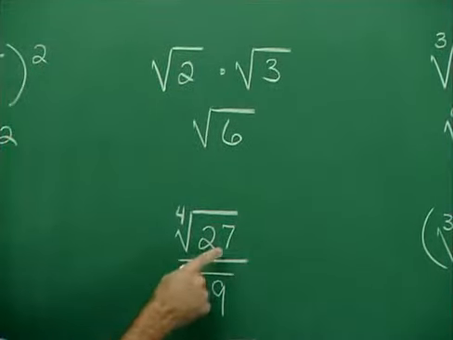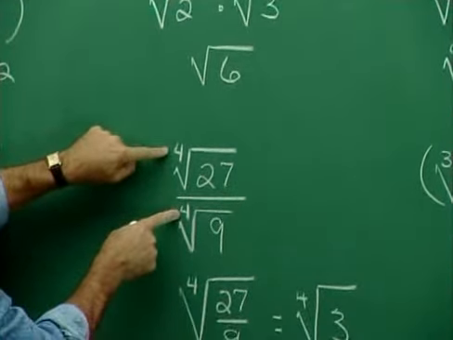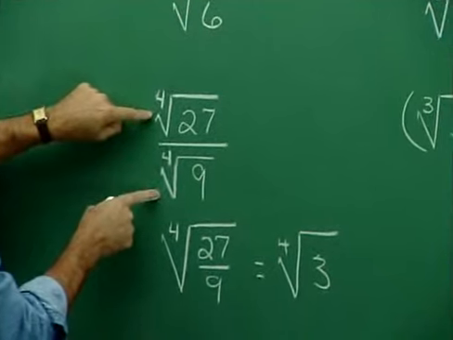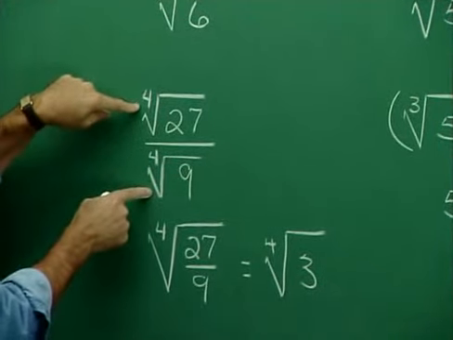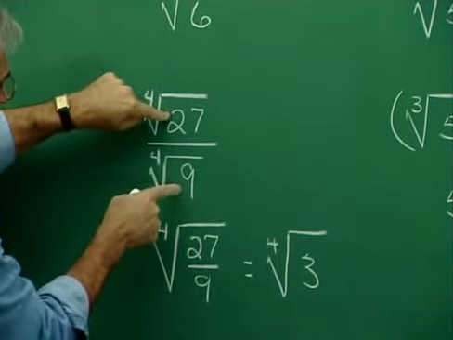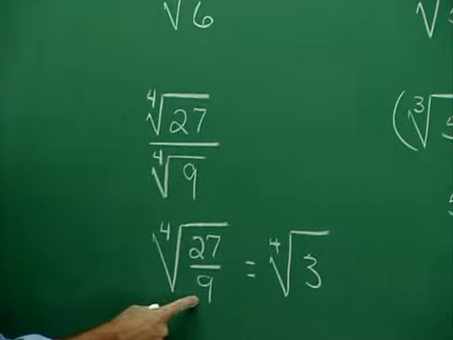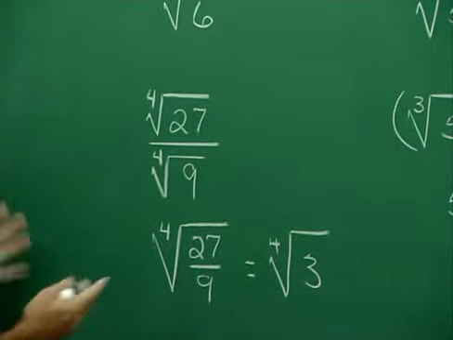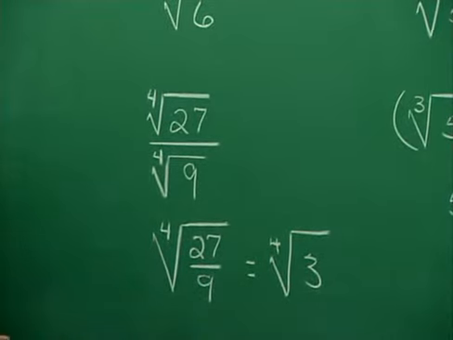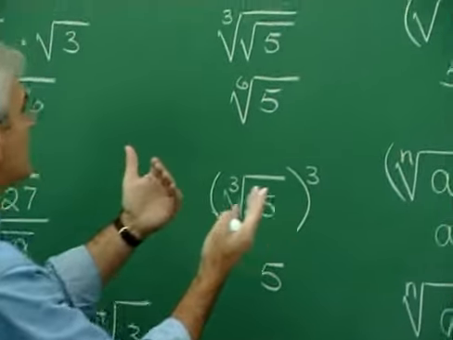All right, the fourth root of 27 over the fourth root of 9: if we have the same indexed radical in both the numerator and denominator, then we can think of this as that same indexed radical applied to a fraction composed of those two radicands. So we have the fourth root of 27 over 9, which is the fourth root of 3. And just a technique for simplification: if we have kind of a radical within a radical, we can multiply the indices.